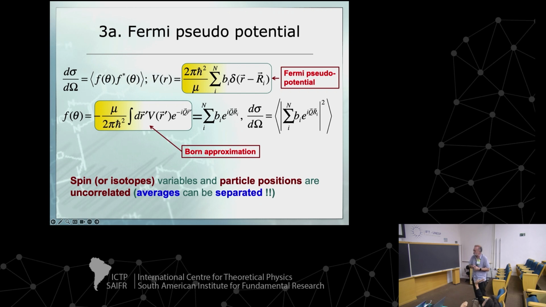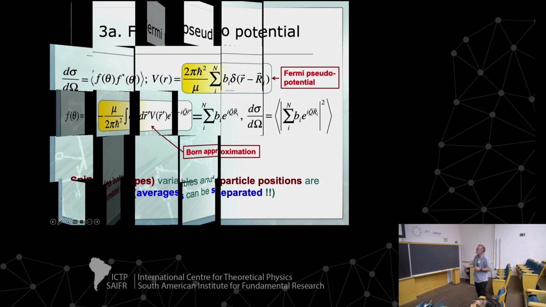No. It's not about the particles, it's about the potential of the particles with the scattering. It depends. The Fermi approximation is acceptable as far as you can consider that the two nuclei do not interact, which is normally the case, right? Spin variables and particle positions are uncorrelated, so the averages can be separated. You can perform the analysis of the structure factor and the magnetic structure factor separately, right?